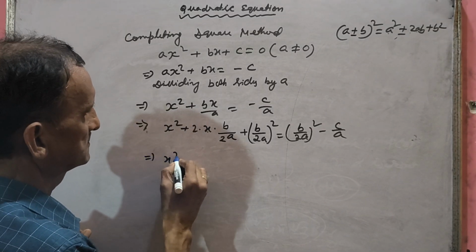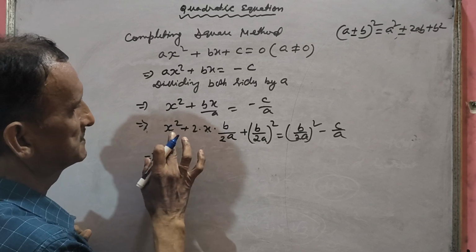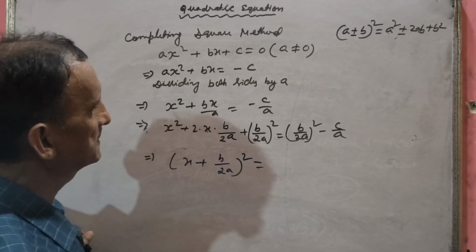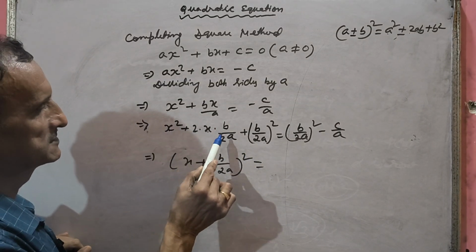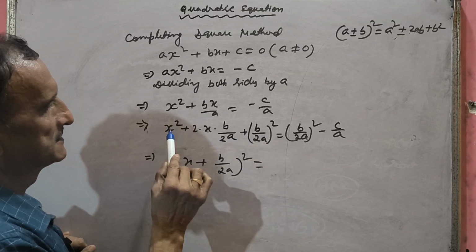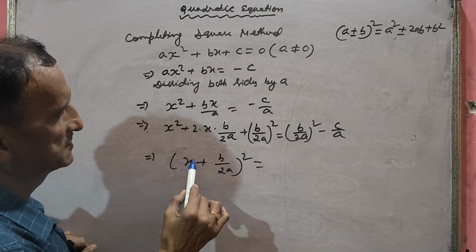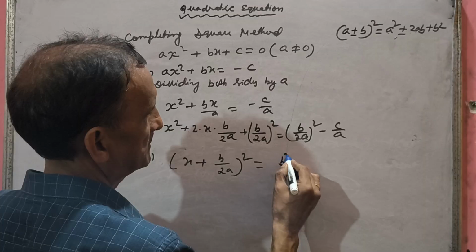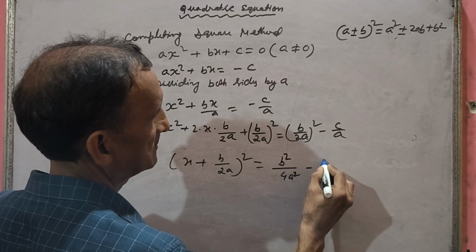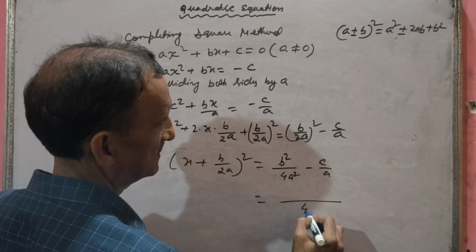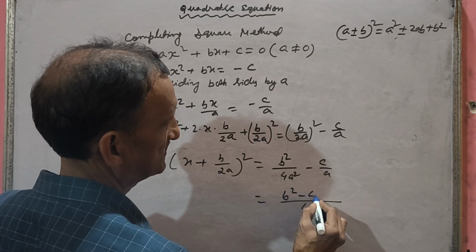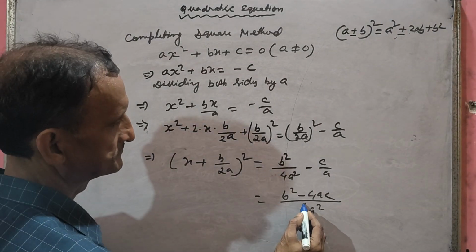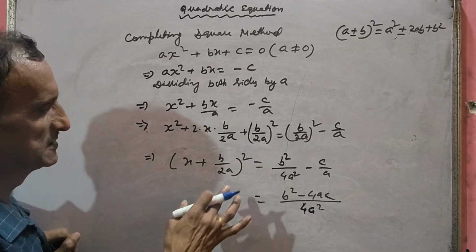Okay, so this is x square, and this will be of the form a plus b whole square: x square plus 2 into x into b by twice a. It is in the form of a square plus twice ab plus b square. This is the method of completing square. And here you need to simplify b square by 4a square minus c by a. Then 4a square is the LCM. What will you get here? B square minus 4ac. Okay, this is this much.